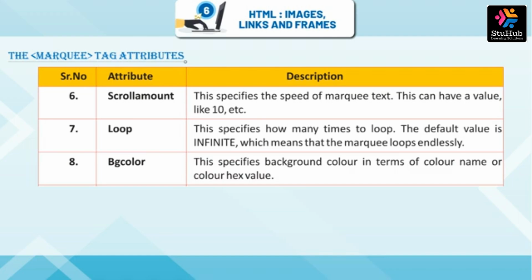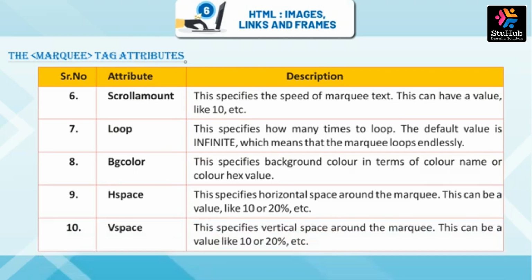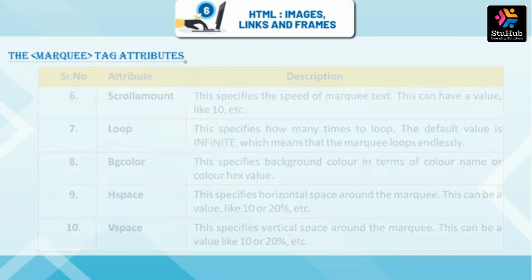8. BG color. This specifies the background color in terms of color name or color hex value. 9. H space. This specifies the horizontal space around the marquee. This can be a value like 10 or 20%, etc. 10. V space. This specifies the vertical space around the marquee. This can be a value like 10 or 20%, etc.